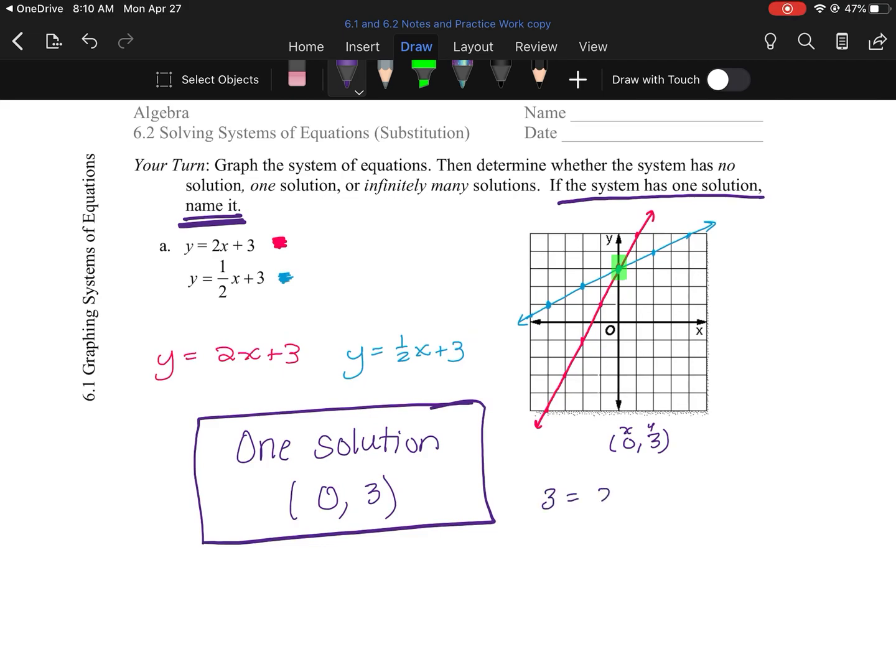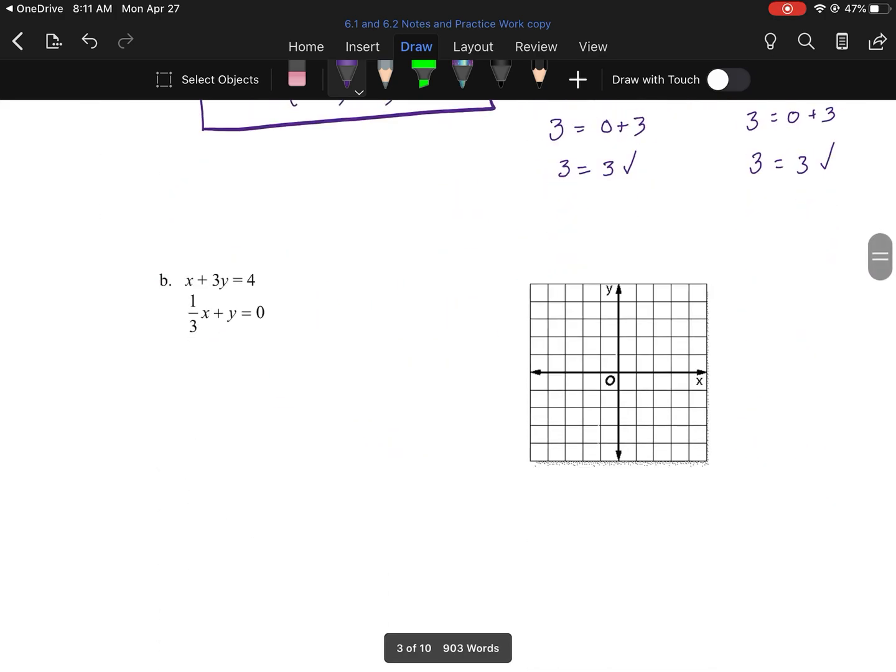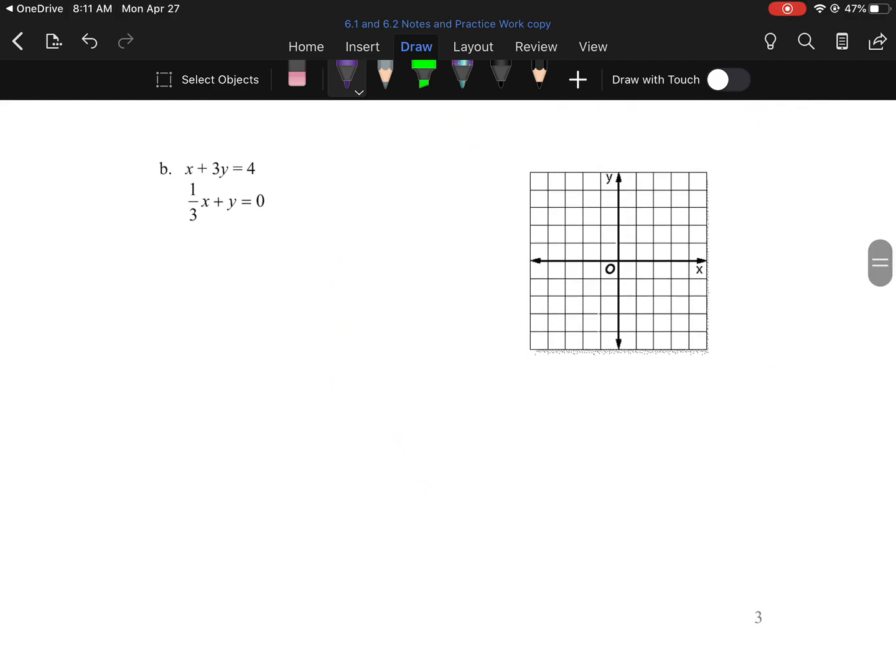So I'm going to get 3 equals 2 times 0 plus 3. So let's see. 3 equals 0 plus 3. 3 equals 3. Amazing. Now the next one, 3 equals 1/2 times 0 plus 3. 3 equals 0 plus 3. 3 is equal to 3. Works out again. Okay, you have one more to do. This one's going to require us to solve for y.